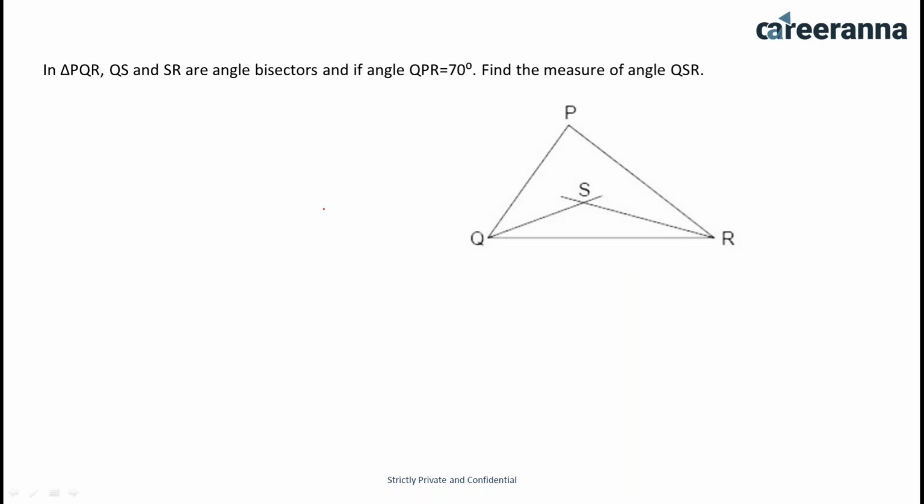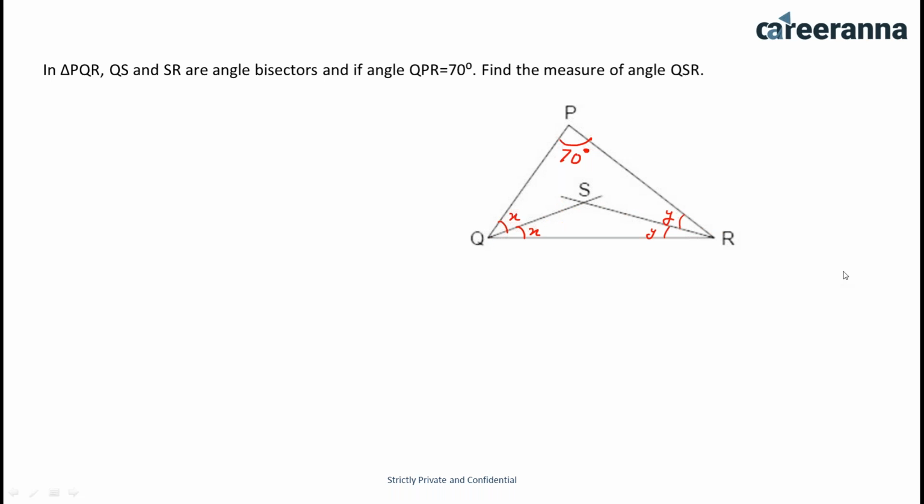In triangle PQR, QS and SR are the angle bisectors, and if angle QPR is 70 degrees, find the measure of angle QSR. So from this question, the given thing is that QPR is 70 degrees and QS and SR are angle bisectors. So you can say that this angle is equal to this angle, and this angle is equal to this angle. These two angles are not equal to each other, they are different because they are bisected by different bisectors, that is QS and SR.